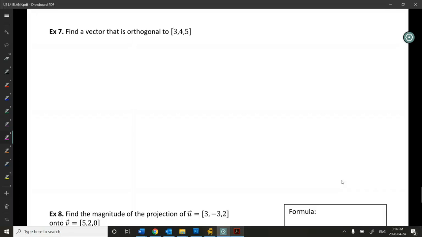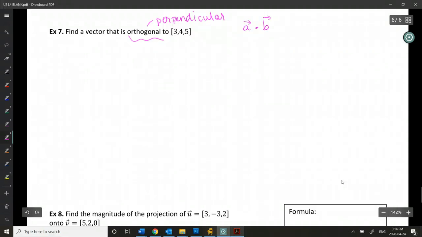All right, we're going to finish up with two more examples. Find a vector that is orthogonal to 3, 4, 5. Orthogonal is a word that essentially in 3 space means perpendicular. So if you see this word, we're just looking for perpendicular. And just as a reminder, the dot product of perpendicular vectors is actually 0. This means that they are perpendicular or orthogonal.